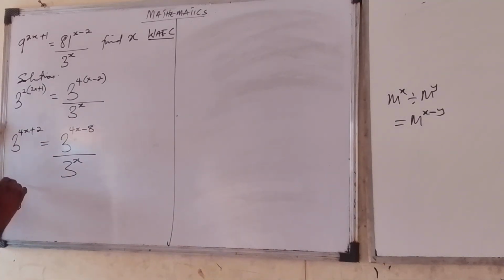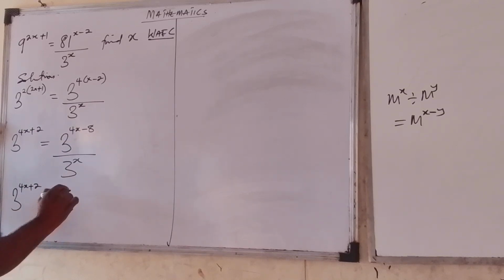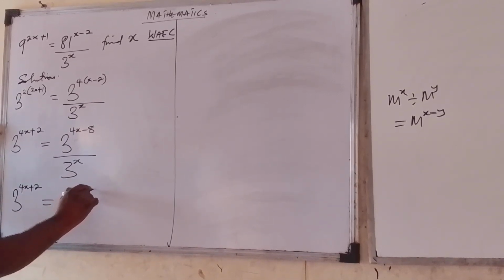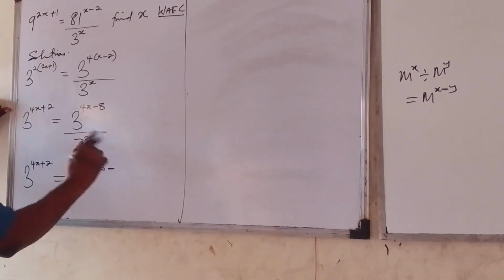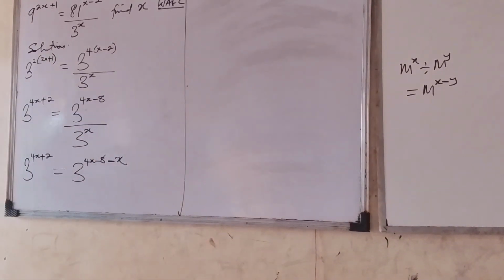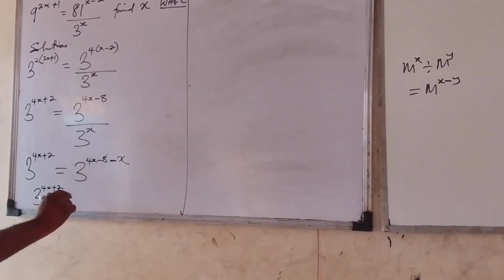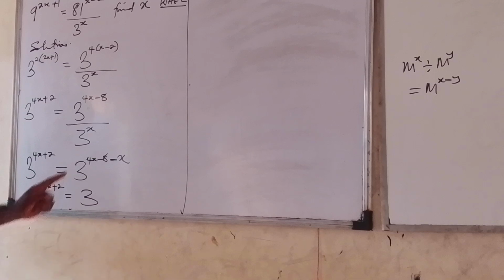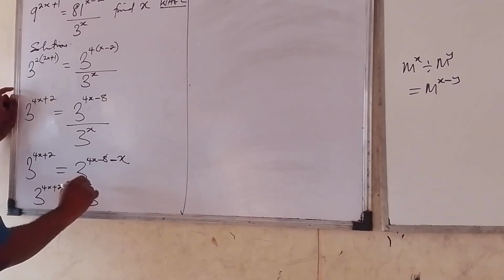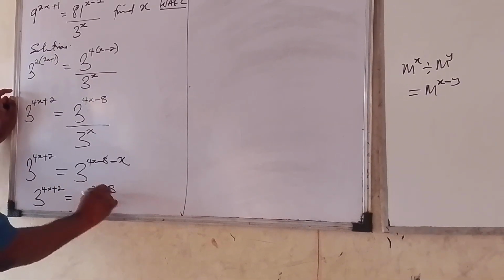So this will be 3 raised to the power of 4x plus 2 will be equal to 3 raised to the power of 4x minus 8, then we have minus x. So that will be 3 raised to the power of 4x plus 2 is equal to 3 raised to the power of 4x minus 1x, which is 3x minus 8.